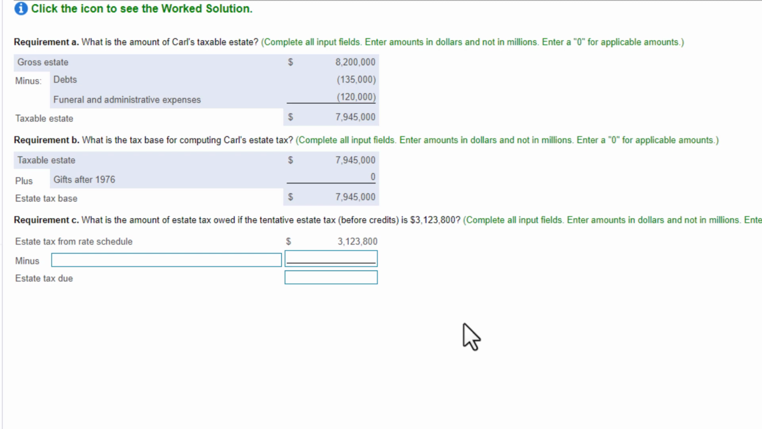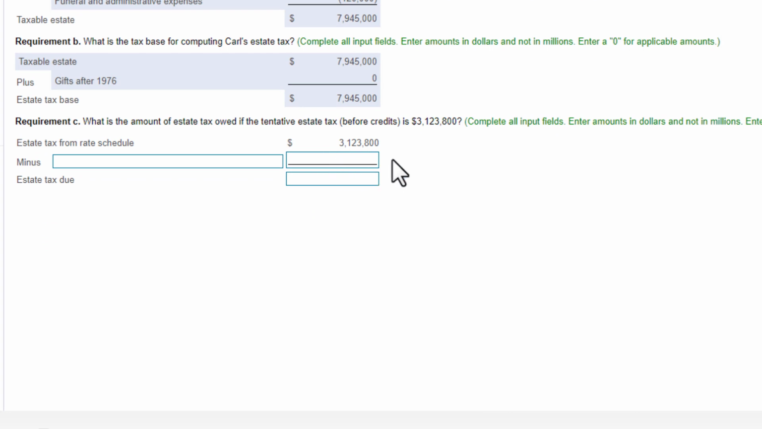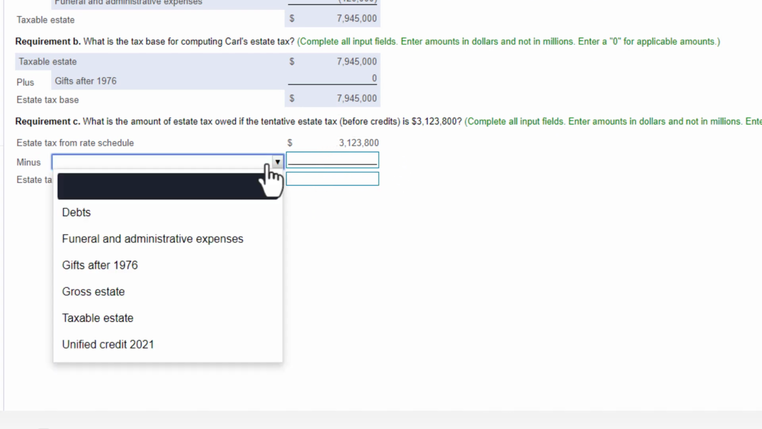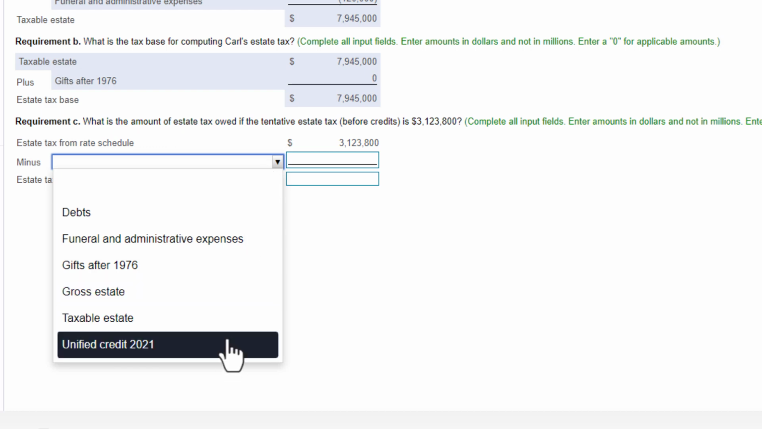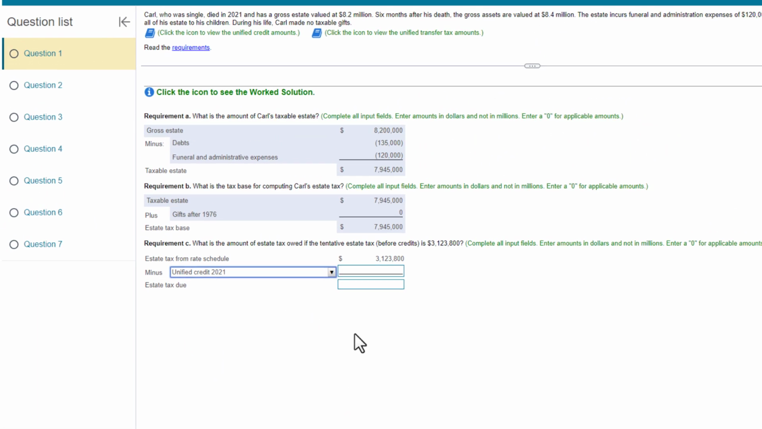So then the question becomes, and this is where a lot of you are getting a little tripped up here, what is the estate tax that is due? What we're dealing with right now is what's called the unified credit for estates. What we need to do is take this amount that filled in for us based on the tax table, and we're going to subtract out the unified credit. How do we figure out what that unified credit is?